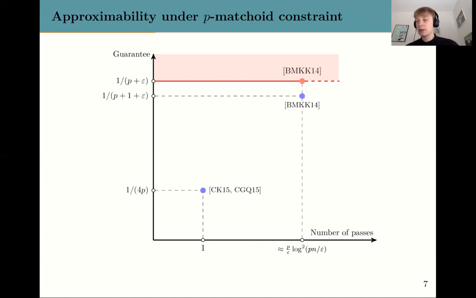Since there is no hardness result specific to the single pass setting, all hardness results for the offline setting are also hardness results for the single pass setting. But we don't have any specific result for the single pass setting, so we don't know what the correct answer is. Our contribution is to get this 1 over p plus 1 in p over epsilon passes.